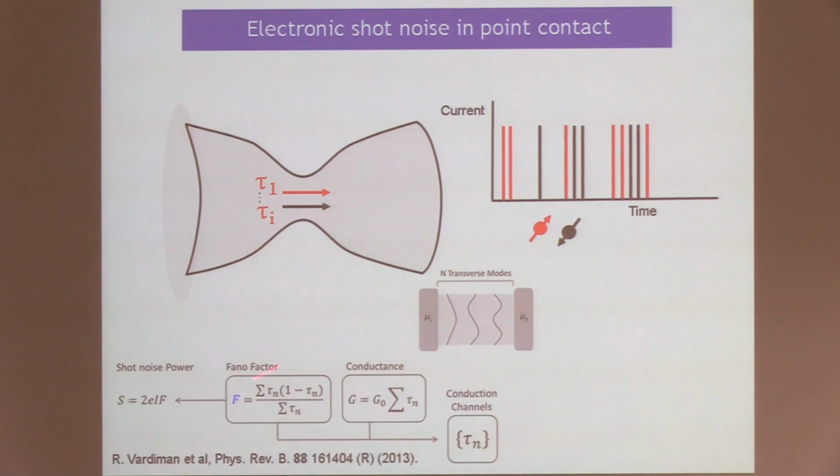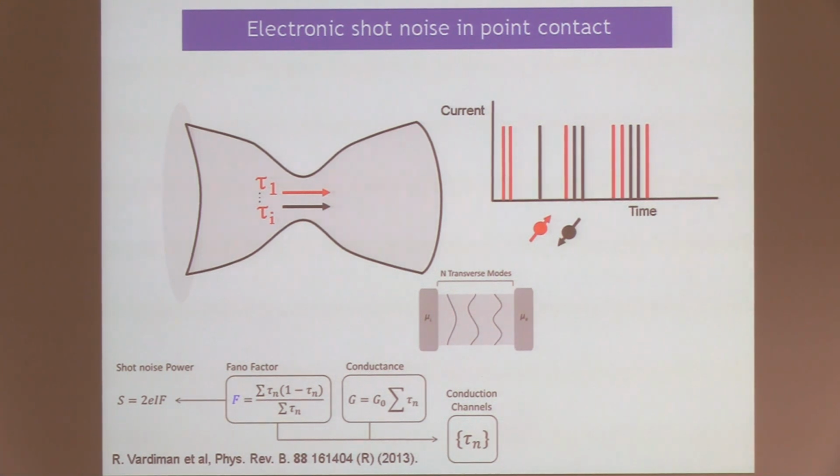So what we define, shot noise is nothing but 2eIF. F is nothing but the strength of the shot noise, what we call the Fano factor. The Fano factor is defined as the sum of tau n into 1 minus tau n, where tau n is the transmission, and we have another equation: conductance is G naught into the summation over tau n. So we have two equations.